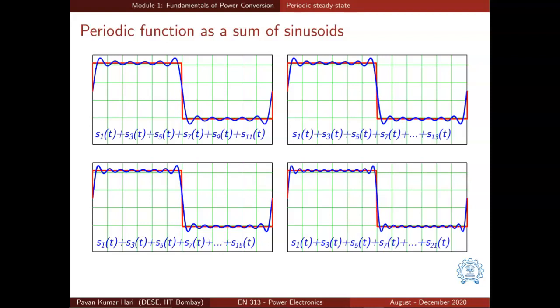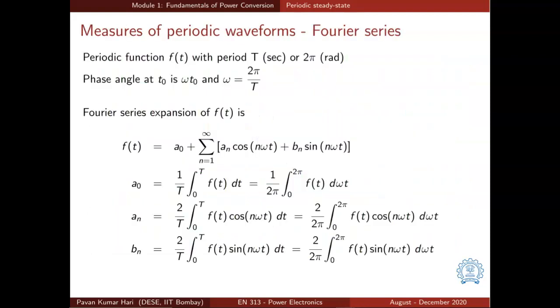What are the frequencies, amplitudes and phases of the sinusoids that are present in a periodic function? These questions are answered by the well-known Fourier series. A periodic function f of t with period T can be expressed as a sum of sinusoids as shown in this equation. f of t is equal to a naught plus sigma n is equal to 1 to infinity a_n cos n omega t plus b_n sin n omega t.